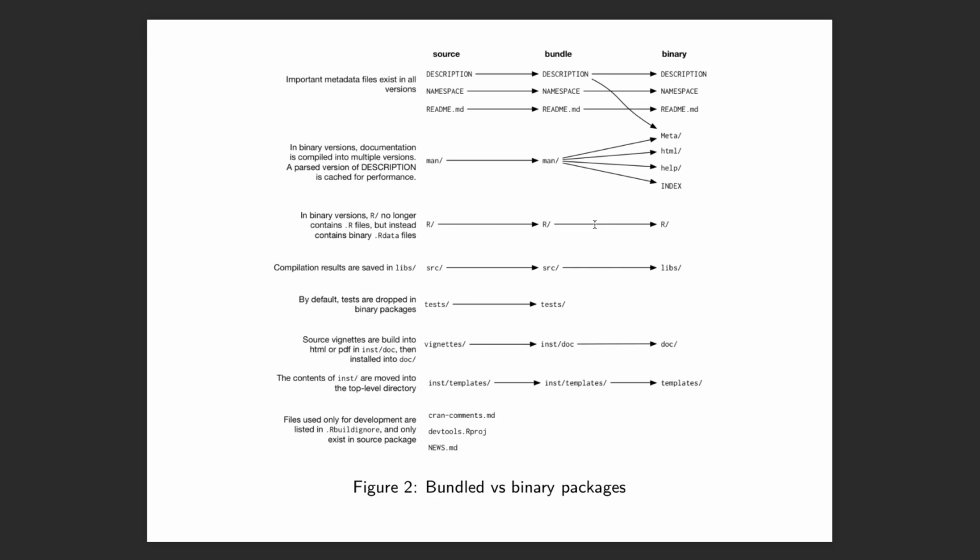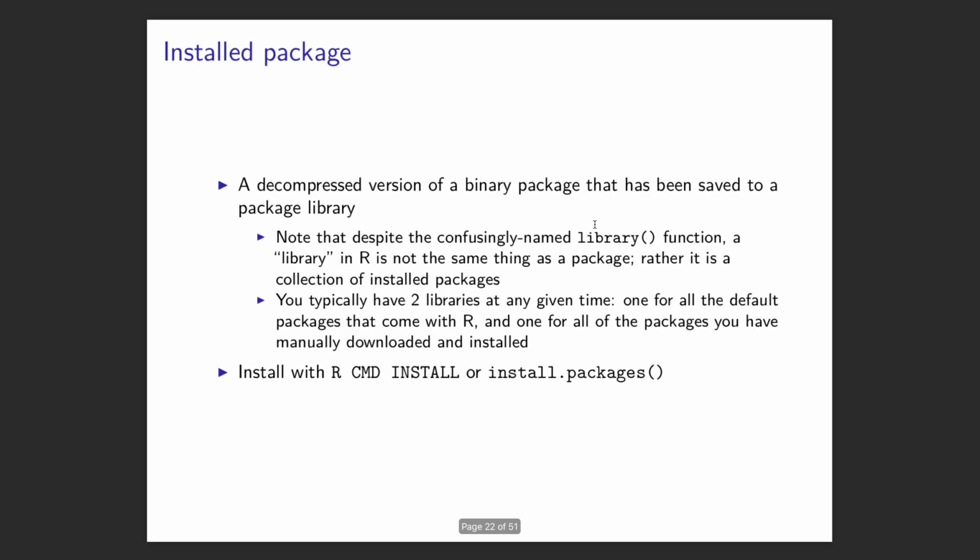And then when you go from bundle to binary, a lot of things happen. Most of it happens with the documentation. Those get split up into the actual documentation files that the installed package will use. The description also gets parsed and changed a little bit to make it easier for R to read. And all of the R files still stay in an R directory, but they become, usually they'll be byte compiled nowadays, but essentially they'll be put into some kind of binary format.